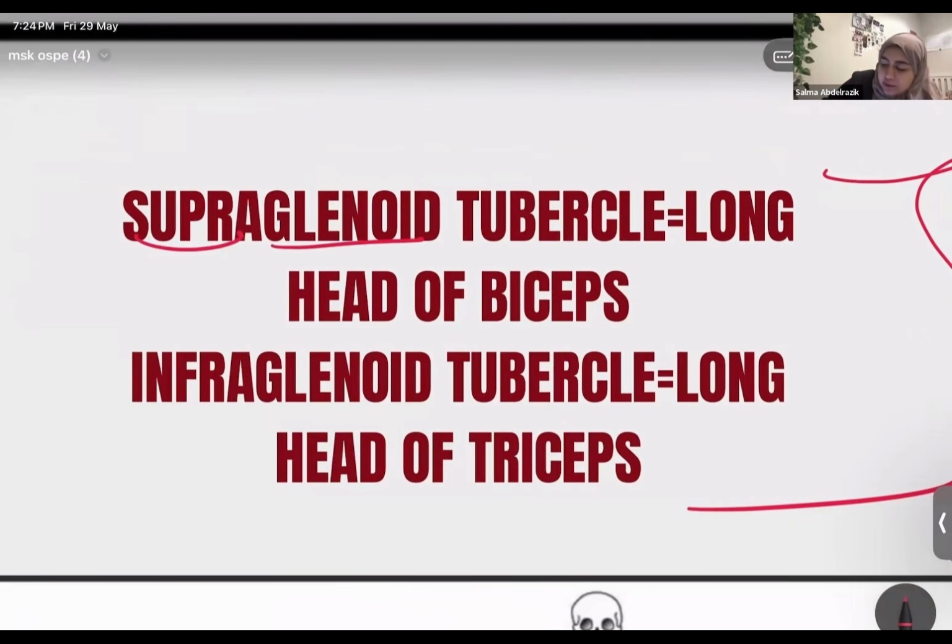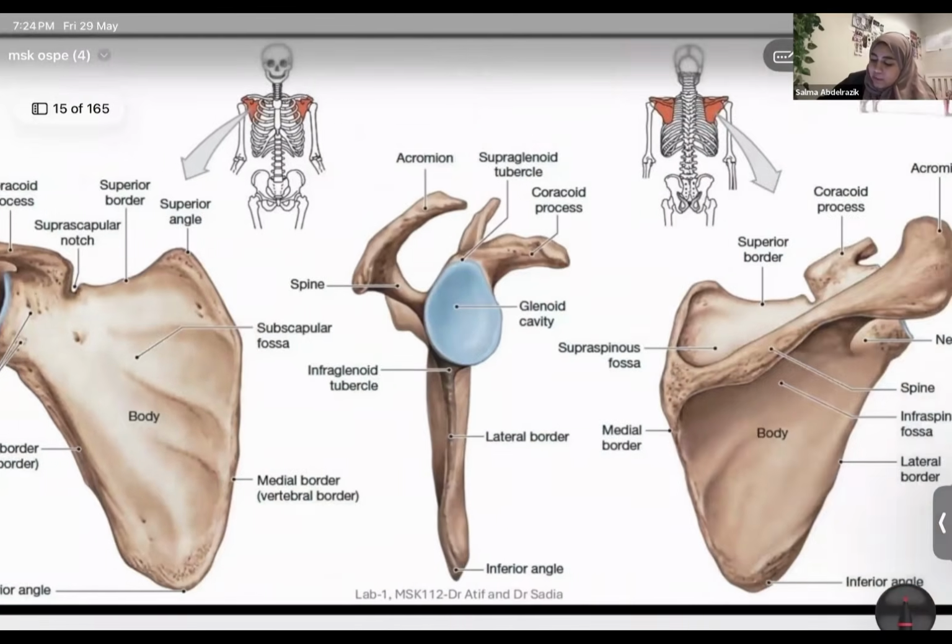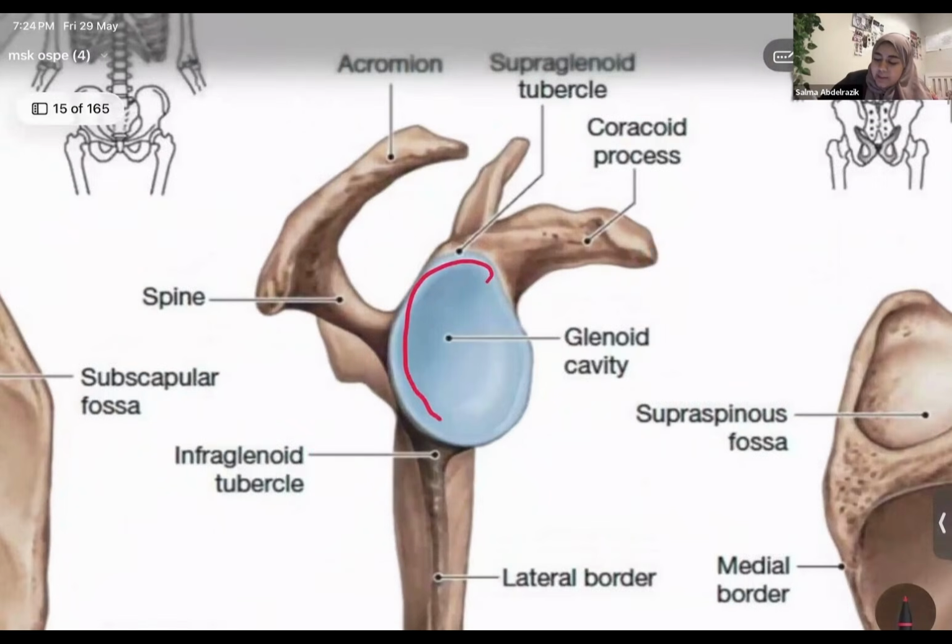We have supraglenoid tubercle. We have infraglenoid tubercle. Before saying what's so special about them, let's point them out. This is the glenoid cavity. It's basically where the bone of the arm, which we're going to call humerus for now, attaches to that fossa. That's where the arm and the shoulder literally come hand in hand.